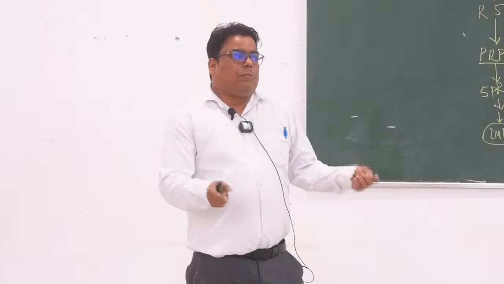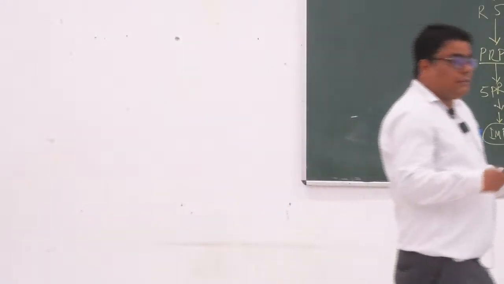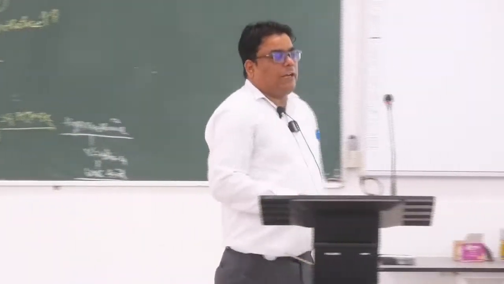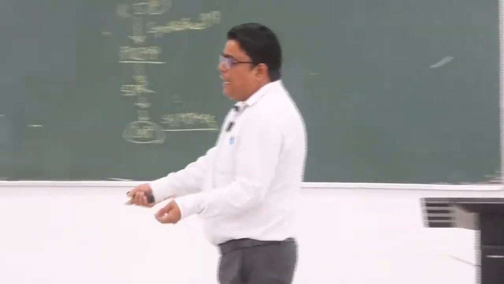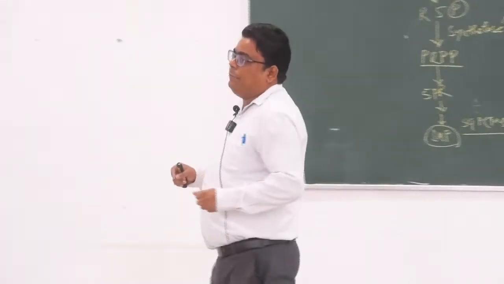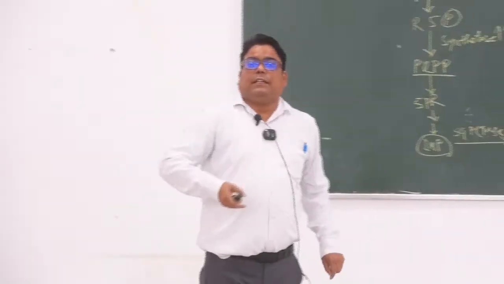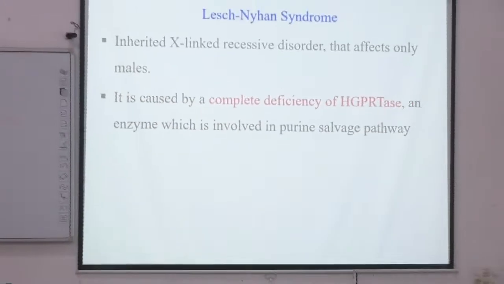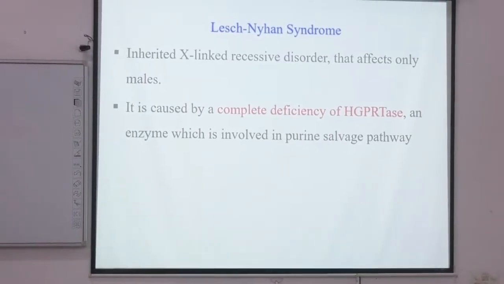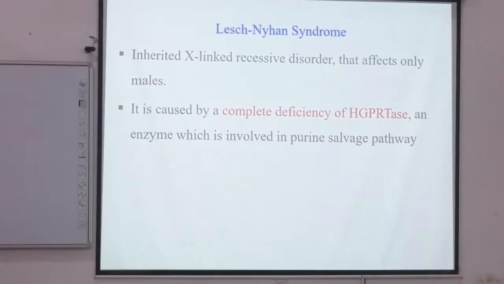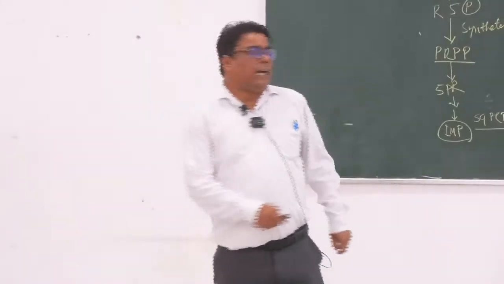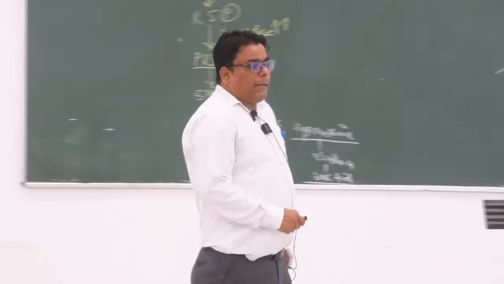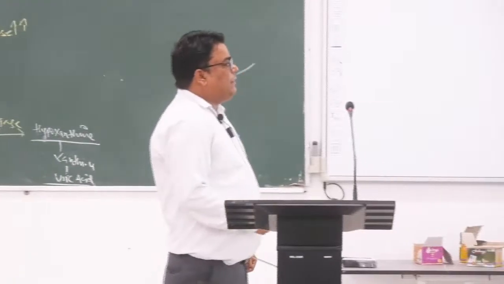A child suffers from self-mutilating symptoms. Self-mutilating means a child can hurt himself. It is an X-linked deficiency disorder, with complete deficiency of HGPRT, an enzyme involved in the purine salvage pathway. That is another point. What happens if there is HGPRT deficiency?